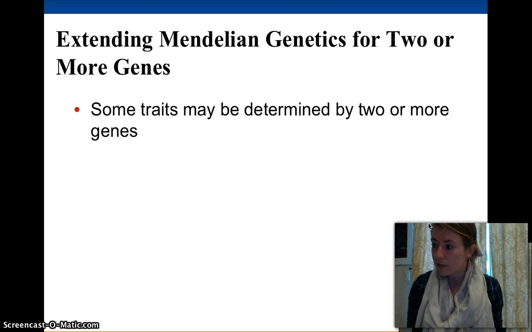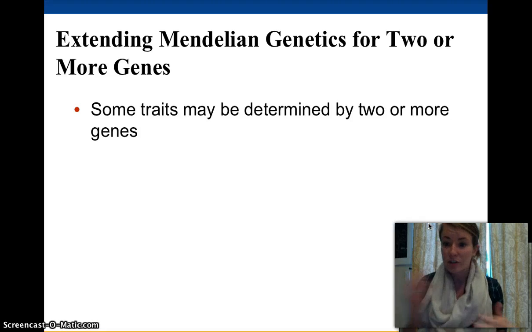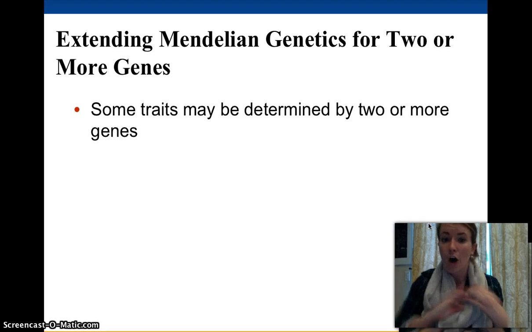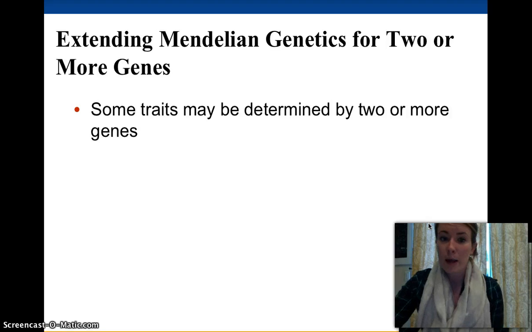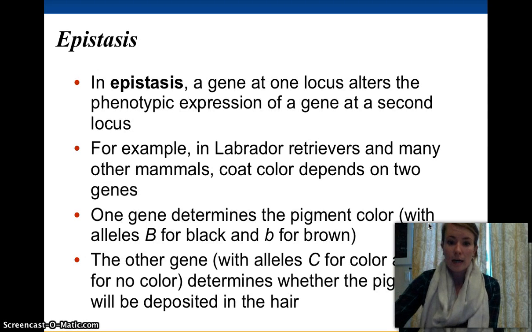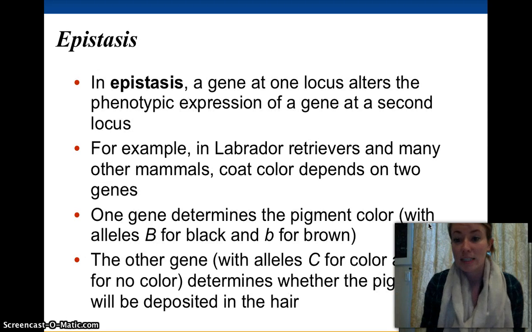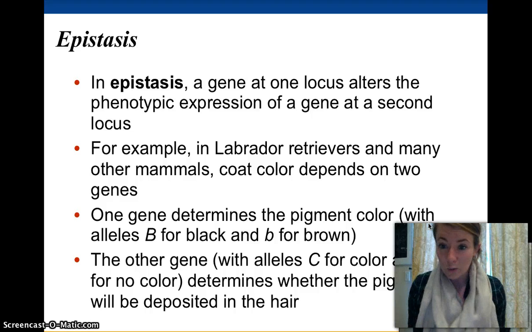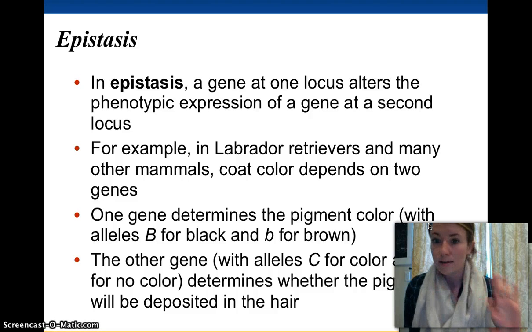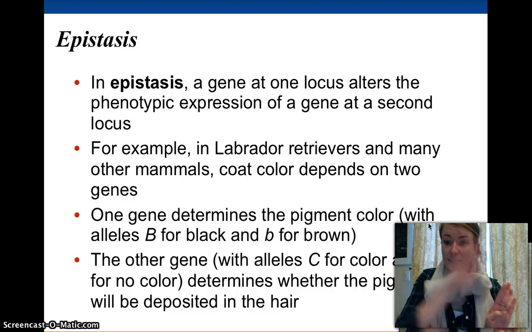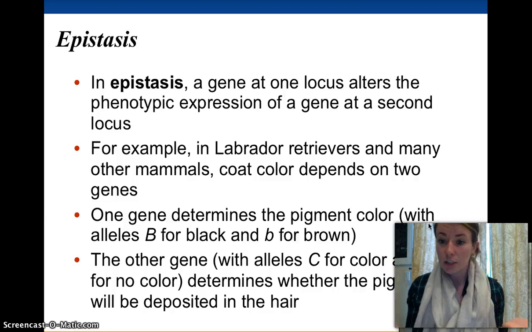Okay, so now we were talking about one gene at a time. This gives us different types of dominance, multiple alleles, pleiotropy, but now we're going to look at what happens when different genes interact with each other, which happens all of the time. A lot of traits are determined by 2 or more genes. One is epistasis. And epistasis is really cool. It's one of my favorite ones. It's when a gene at one locus, remember, one spot on some chromosome, affects the expression of another gene.